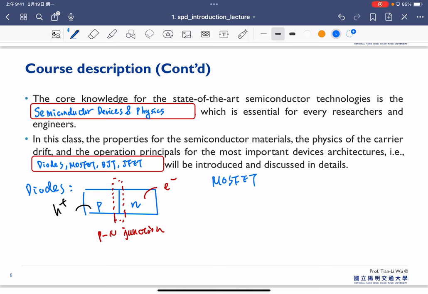And for sure, the MOSFET is the most important transistor architecture, and it is still very often used now. Even the FinFET structure is still based on the MOSFET structure. So the full name for the MOSFET is metal oxide semiconductor field effect transistor.